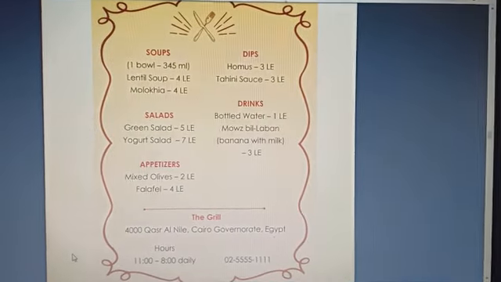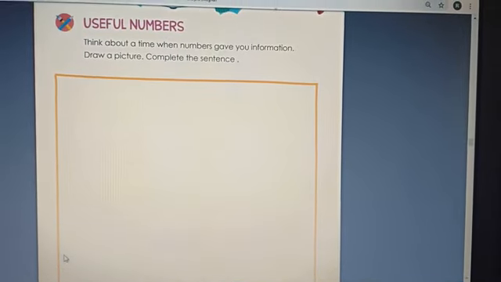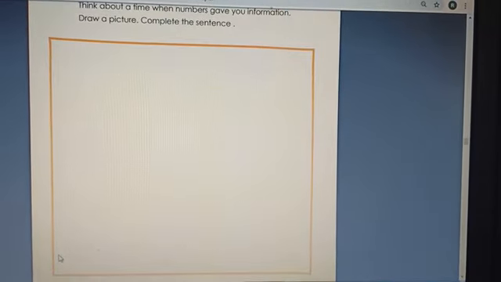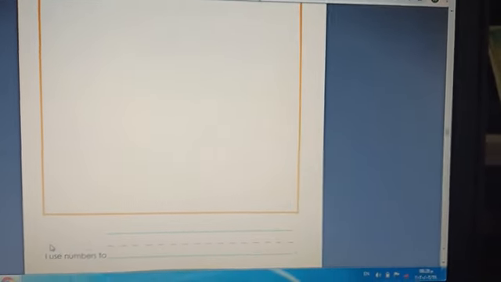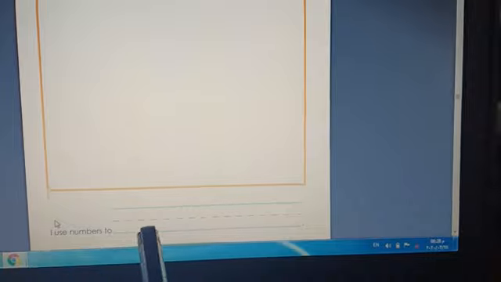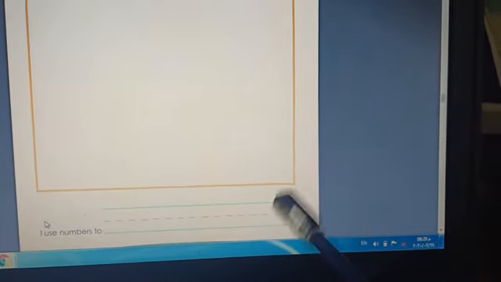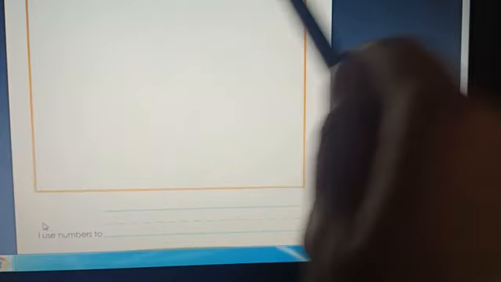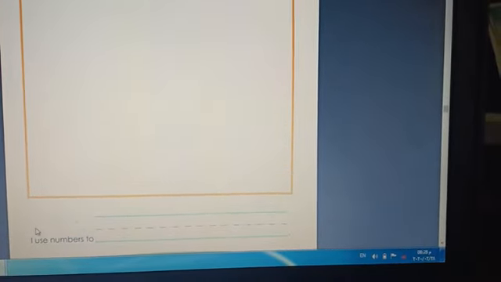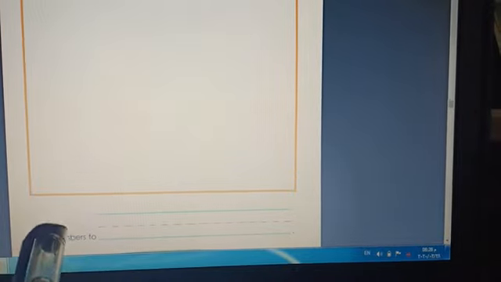Okay, I want you to think about this now and open page 109. Think about a time when numbers gave you information, draw a picture and complete the sentence. We have a sentence here. I used numbers too. For example, I will give you an example. I use numbers to tell me the time. If I write this, I will draw here a clock or a man looking at his watch. Any picture to show the time, because I use numbers to tell me the time.